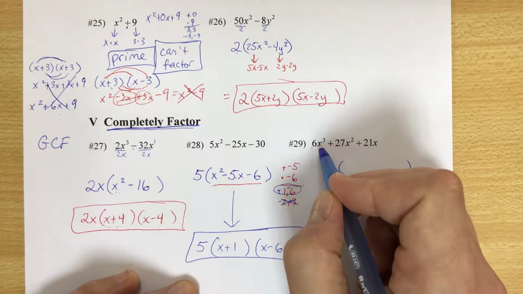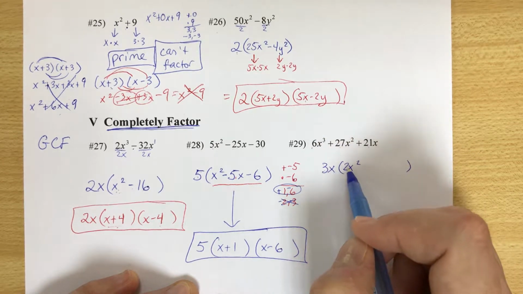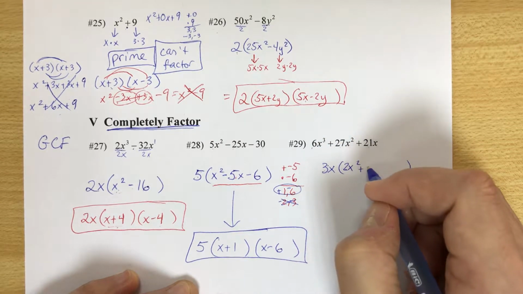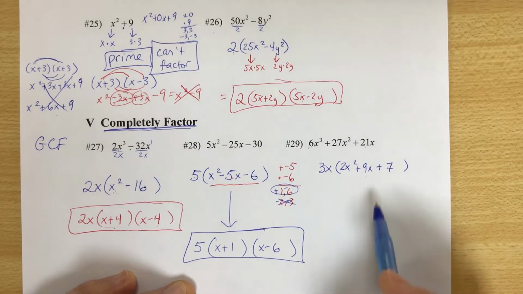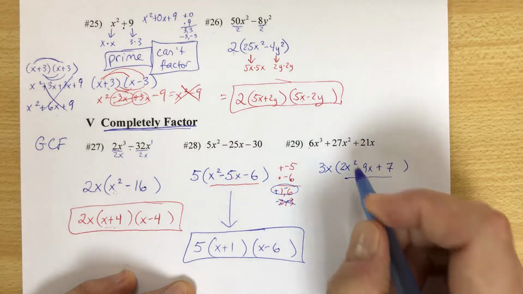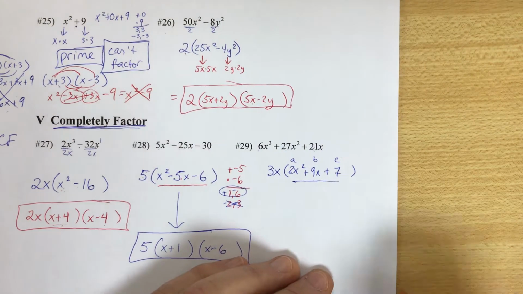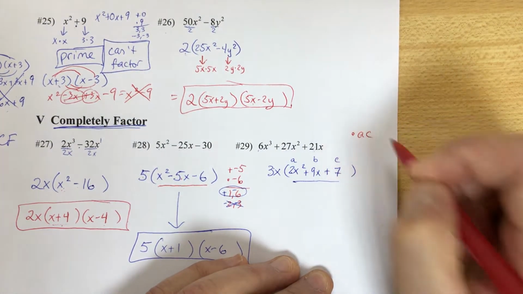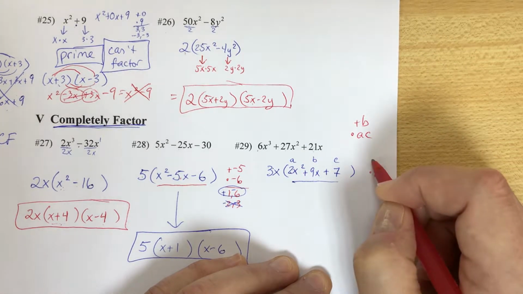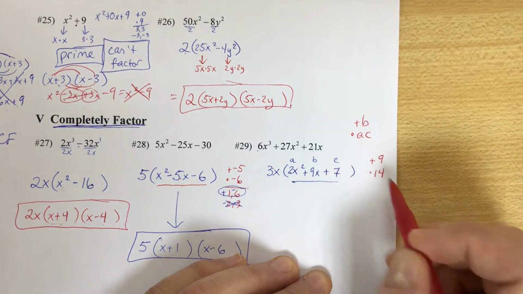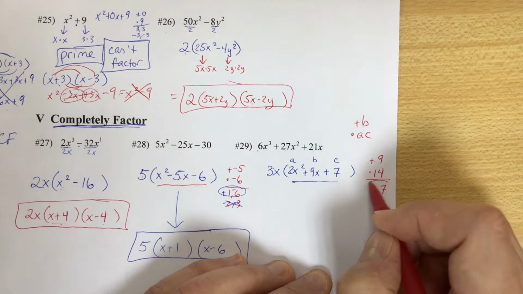So 3x. Divide that, that would be 2x squared. 6 divided by 3 is 2. This would be 9x. This would be 7. All right, now we have a trinomial, but notice that the a is not 1. So to do this, we have to think what multiplies to AC and adds up to b. 2 times 7 is 14. And what adds up to the middle term, 9. Oh, there you go, 2 and 7. Okay, we see that. That's pretty good.